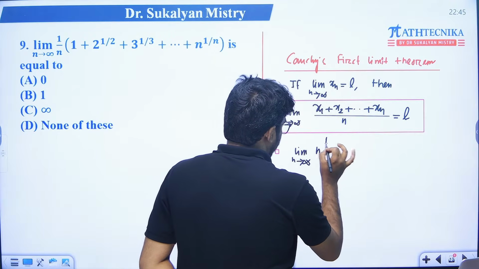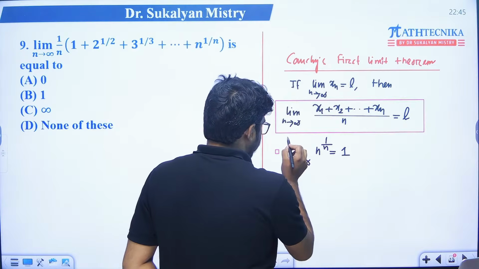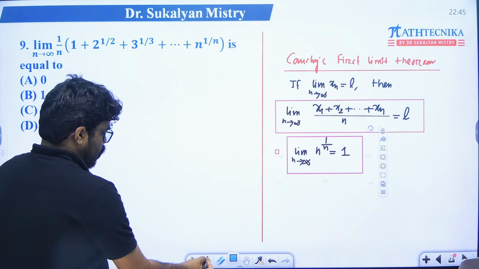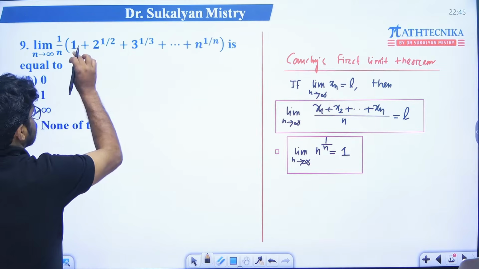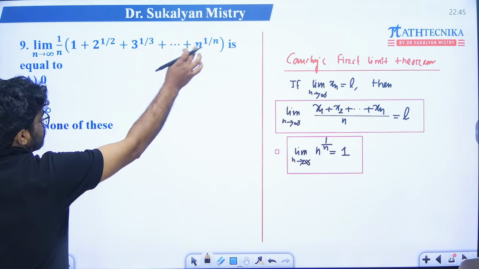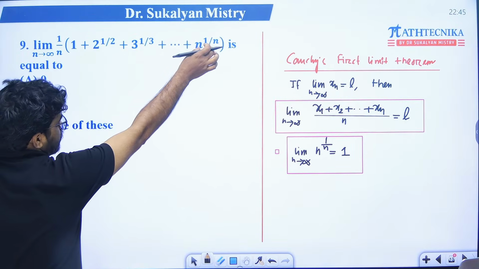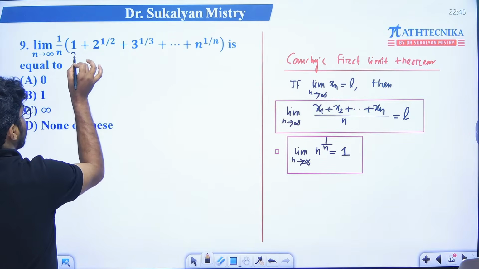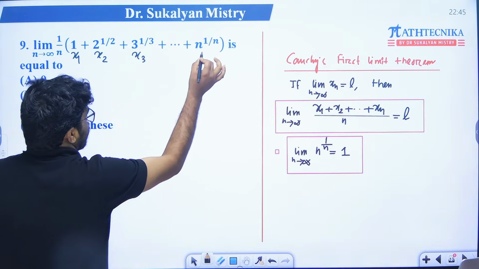It is also a very important result: limit n tending to infinity of n to the power 1 by n is 1. So here, what is the nth term? This is the nth term. The first term, this is the second term, this is the third term, this is the nth term. So (x1 plus x2 plus x3 plus ... plus xn) divided by n.